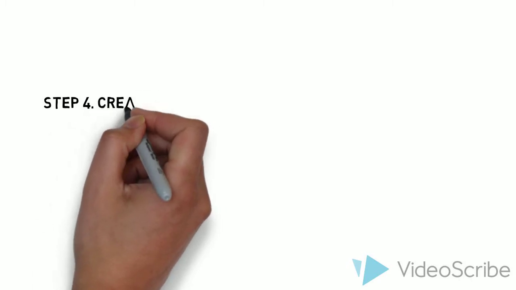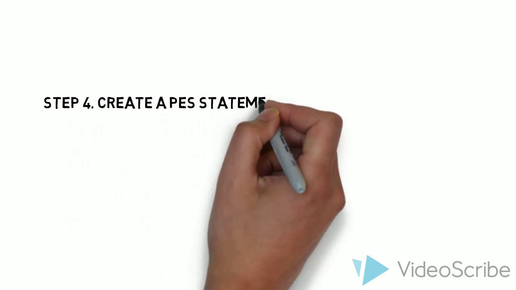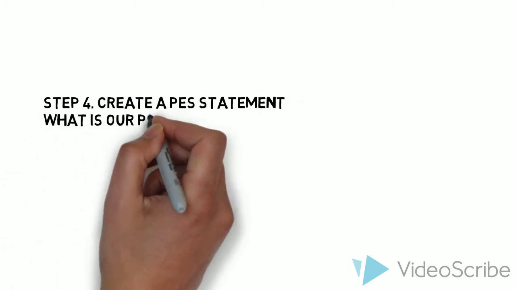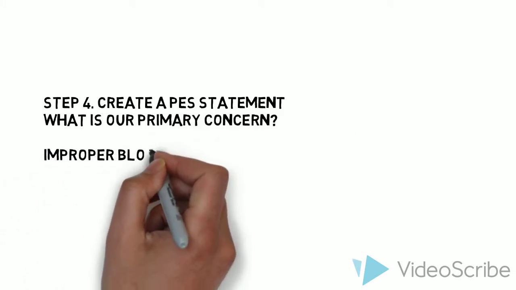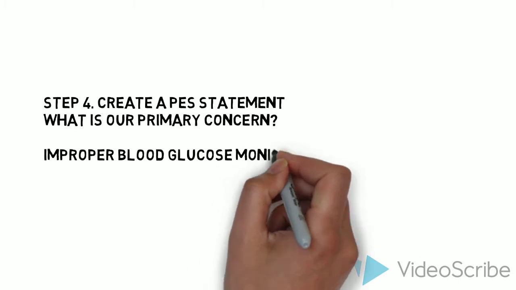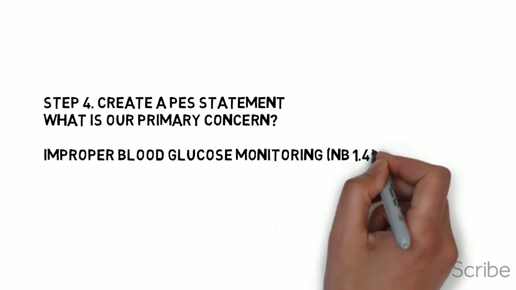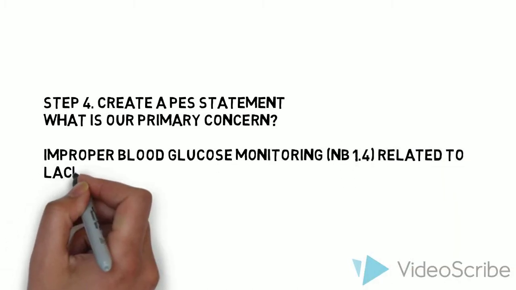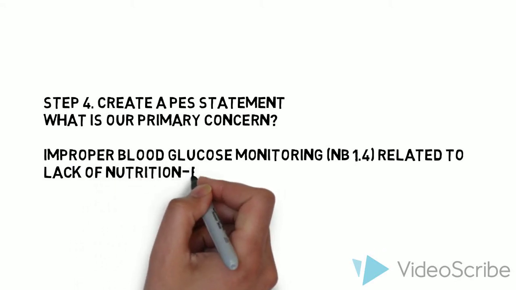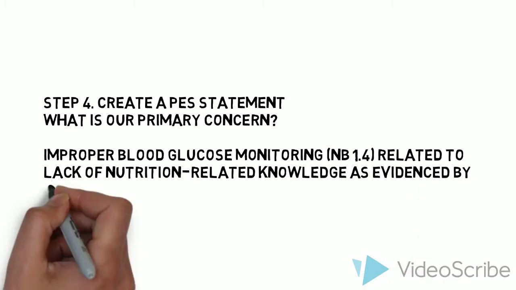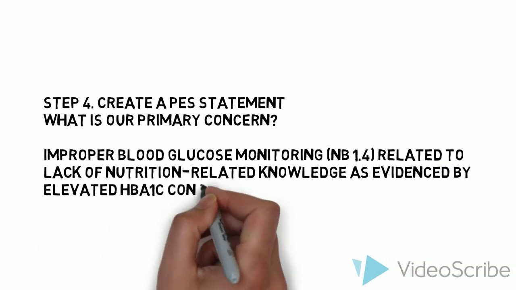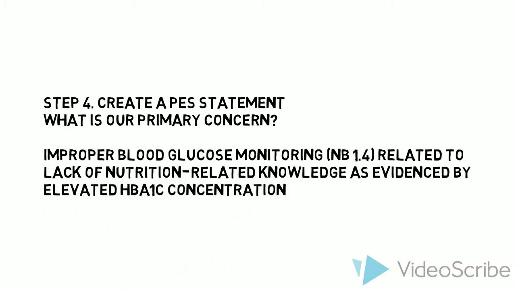Step 4 is to create a PES statement. What is our primary concern? Improper blood glucose monitoring related to lack of nutrition-related knowledge, as evidenced by elevated hemoglobin A1C concentration. As we have evaluated, the medications she is currently taking are not our primary concern as a dietitian.